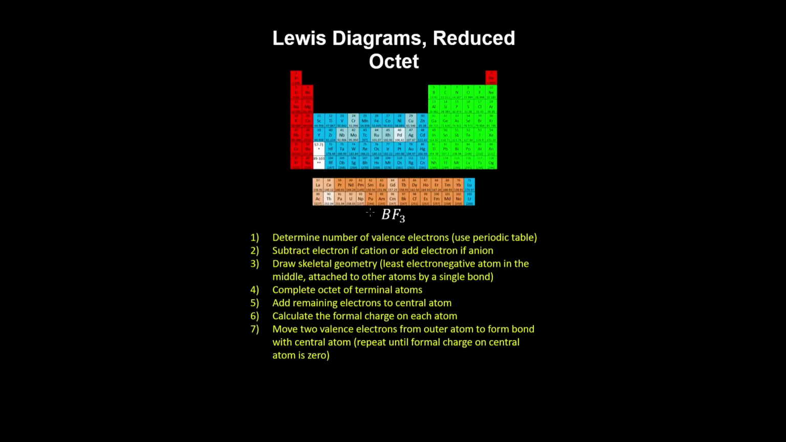Let's draw the Lewis diagram for boron trifluoride. So we first determine the number of valence electrons for each element. So 3 for boron and 7 for each fluorine. So that gives a total of 24 valence electrons.